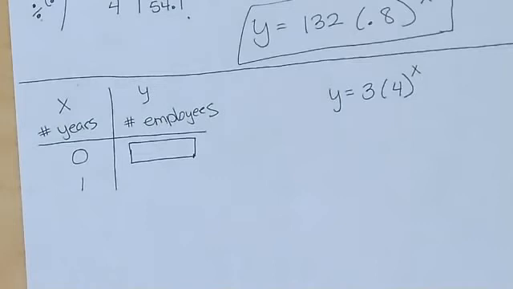Good. So make sure when you describe the growth that you are talking about multiplying. The growth is multiplying. We know that because the equation is an exponential equation. x is in the exponent. A linear equation would be they're adding employees every year.